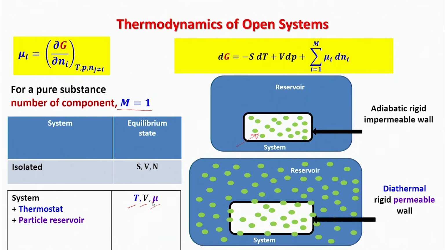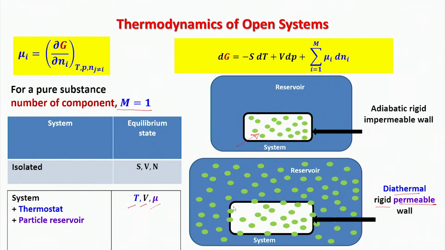Now, the system is surrounded by a diathermal permeable wall, which is also rigid. Therefore, at equilibrium, the volume of the system, which is the volume of this white box that I have here, that is going to be of my concern, and that remains constant at V.